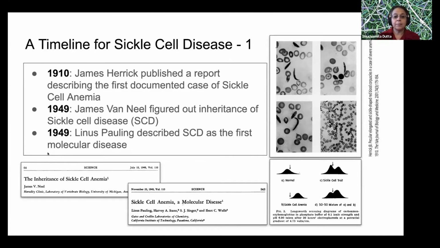Then several years later, James Neel was able to figure out the inheritance pattern of sickle cell disease. Linus Pauling was able to show that this is a molecular disease, and that normal hemoglobin and sickle cell hemoglobin could be separated, and you could see these different peaks showing the different populations of some molecule, hemoglobin.